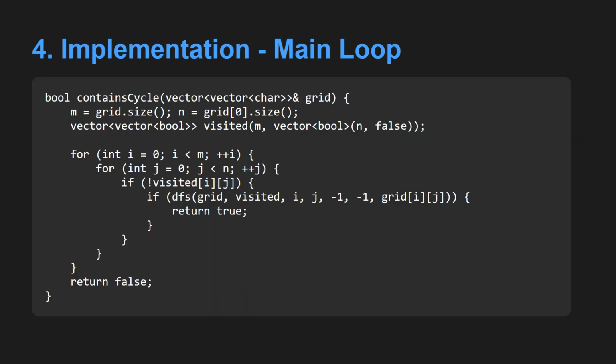Let's dive into the C++ implementation. We initialize a 2D Boolean array to keep track of visited cells. We then iterate through every cell in the grid. If a cell has not been visited, we start our DFS from that cell, passing -1 as the parent coordinates. If the DFS finds a cycle, we immediately return true.